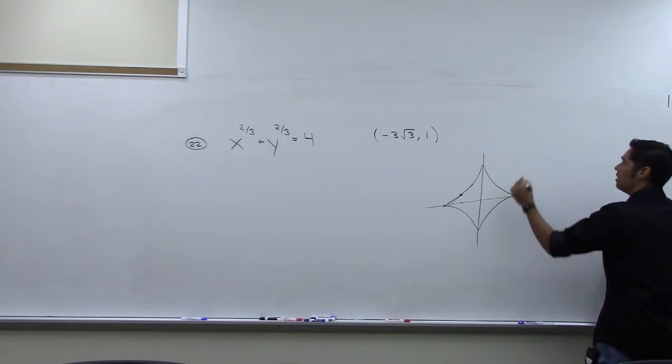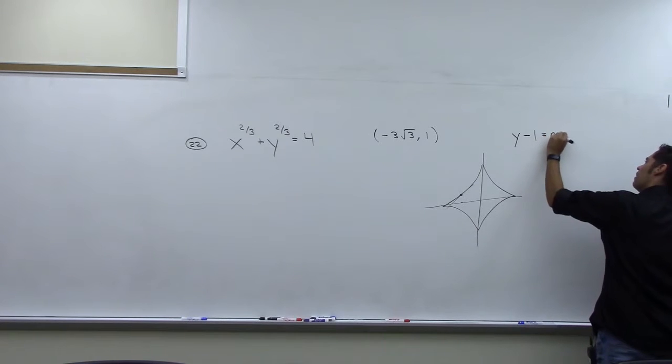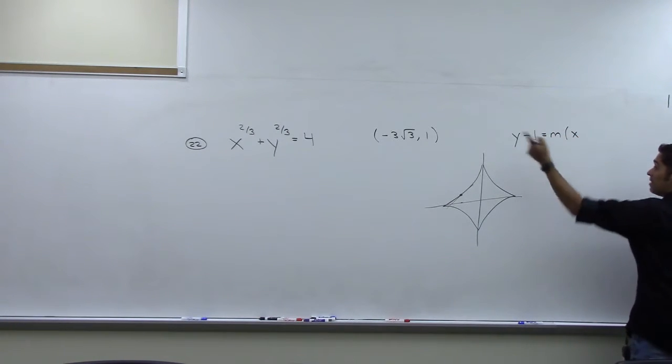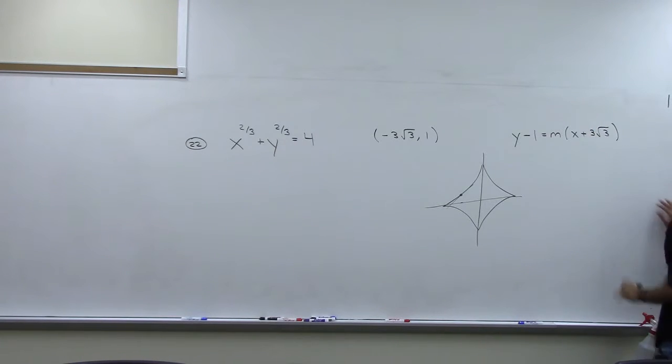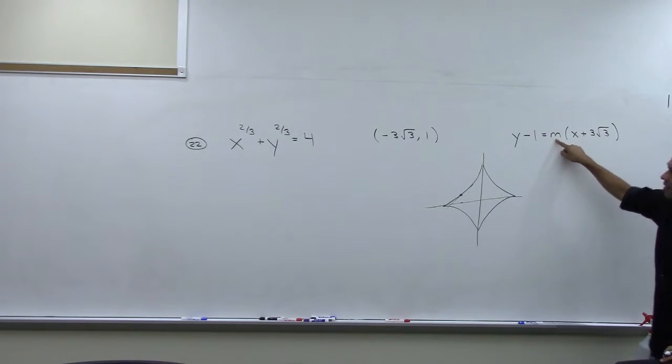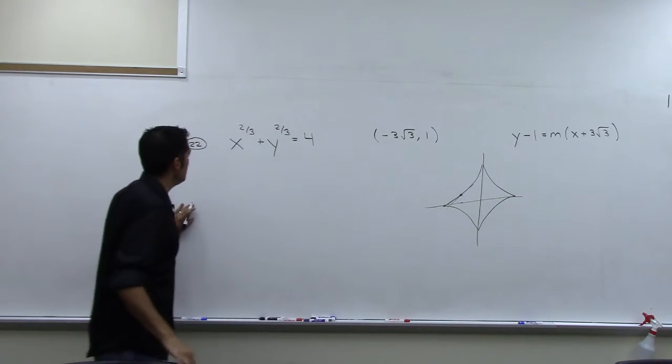So I already know that the equation of the tangent line is y minus 1 equals m times x minus x1, which would be plus 3 root 3. So that's my equation. I just need to know the slope of the tangent line there. So I need the derivative. So let me take the derivative over here implicitly.